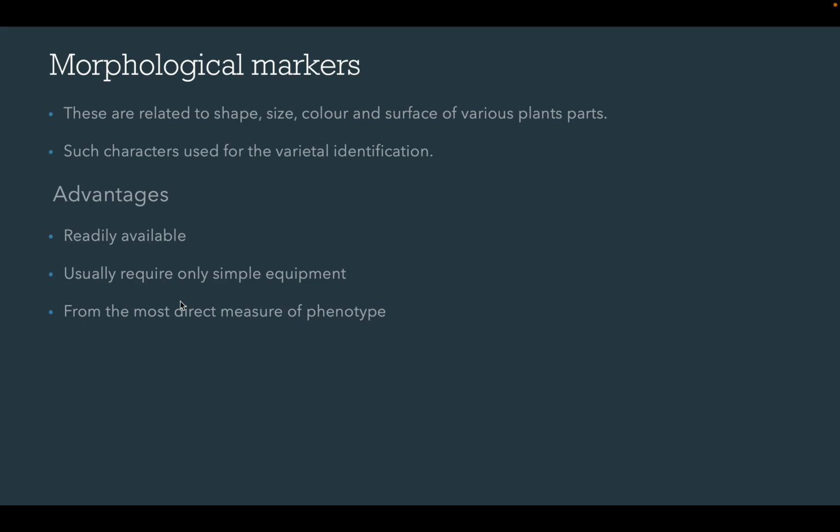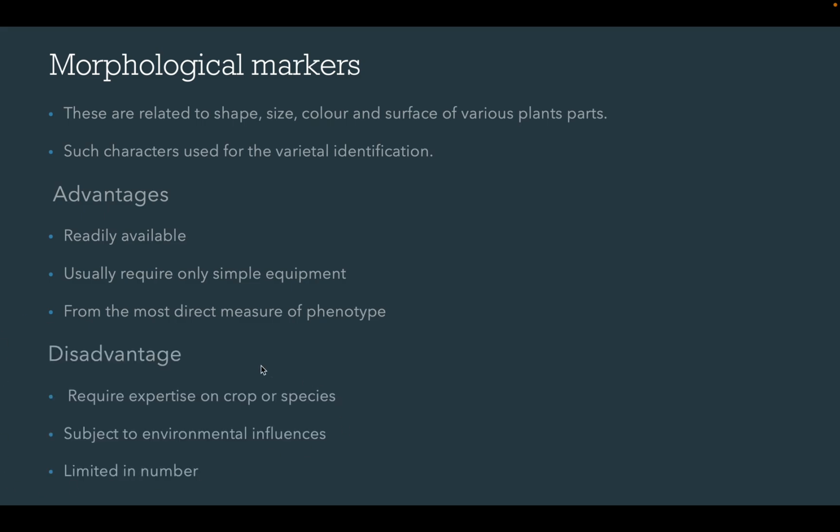But there are disadvantages sometimes, like by looking at the morphological features you cannot say if the genotype is the same or not, right? So this is one of the important things, it's a phenotypic marker, not a genotypic marker. You need to be an expert, like whether the shape is round or not, or if it's wrinkled, you need to be expert on that thing.